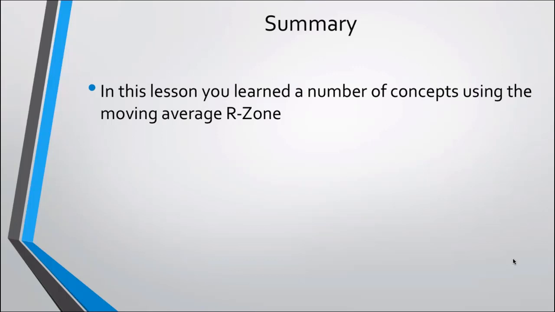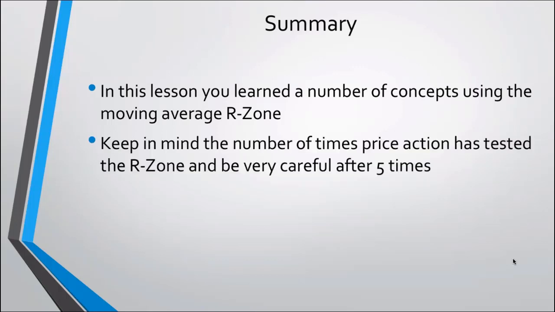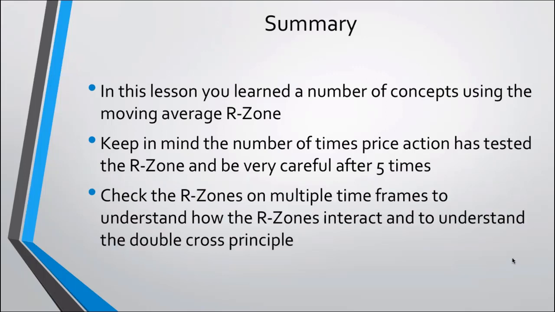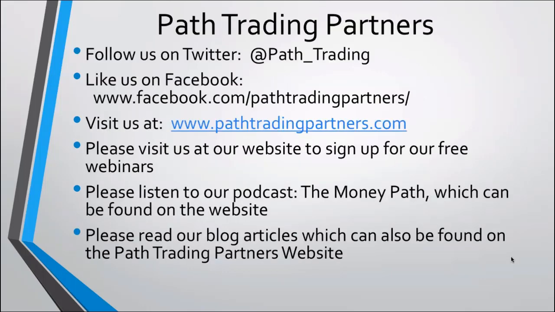So in this lesson, you learned a number of concepts using the moving average R zone. Keep in mind the number of times price action has tested the R zone and be very careful after 5 times. If you want to default to 3, go ahead and default to 3. 5 is a good benchmark. 3 is a very conservative benchmark. Check the R zones on multiple time frames to understand how the R zones interact and to understand the double cross principle.